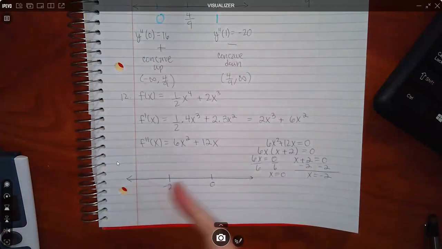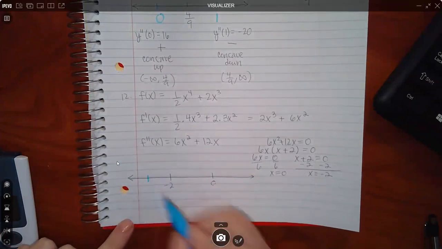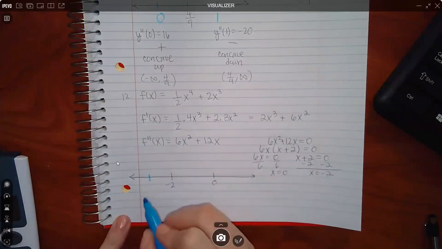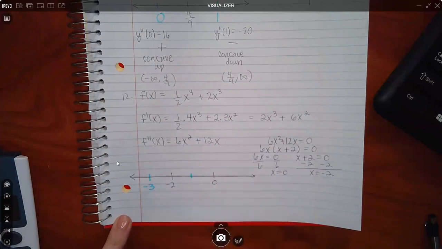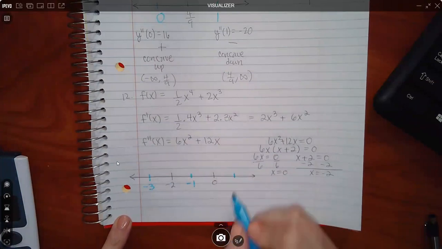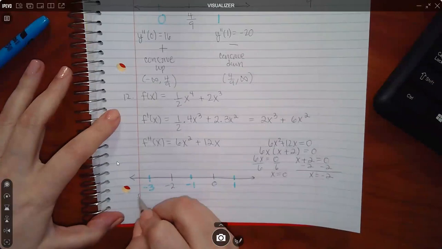So we have three regions, and we need to see if it's changing around these numbers. So let's pick a number on this side. What number should we pick? Negative 3 is good. What about in between? Negative 1. And what about over here? 1. Sounds good. Remember to plug them in your second derivative.